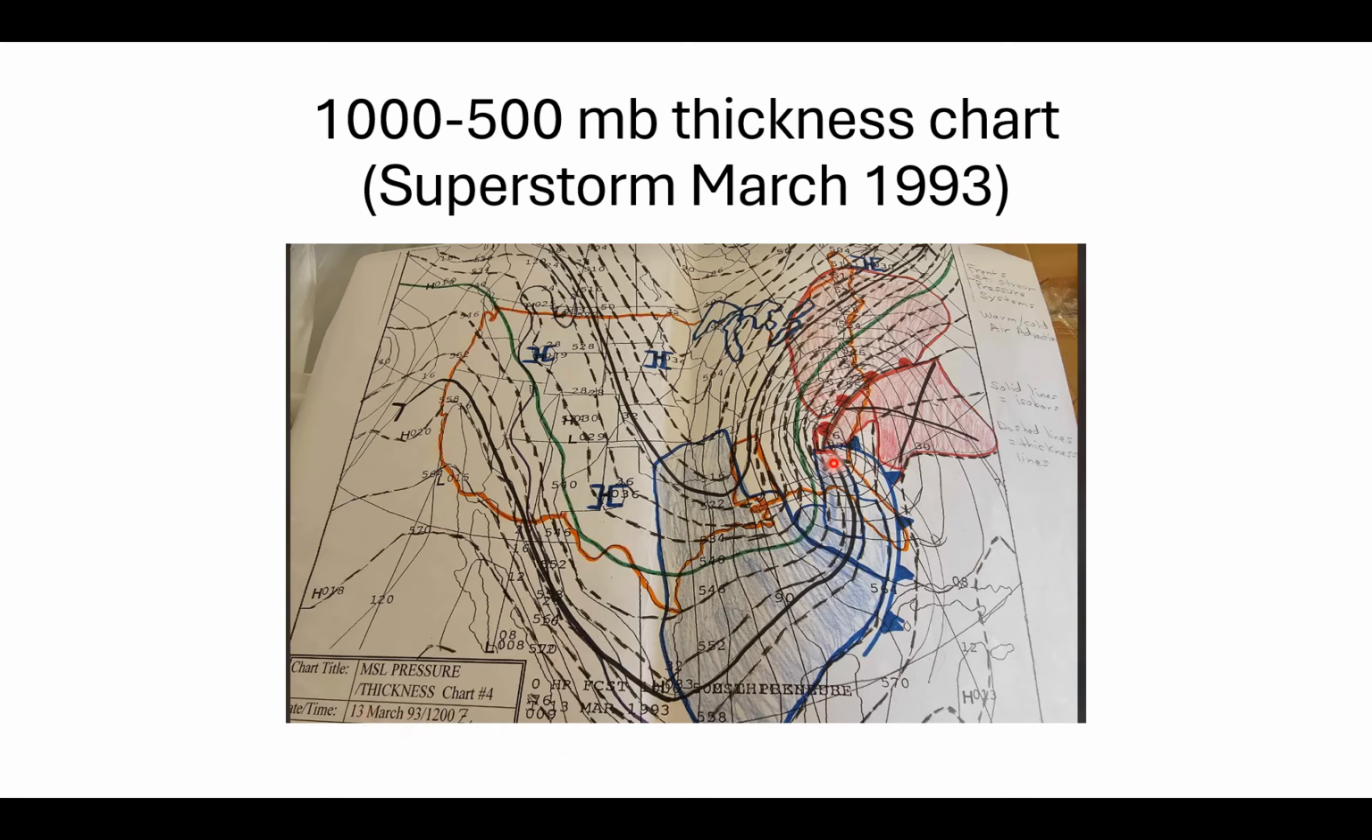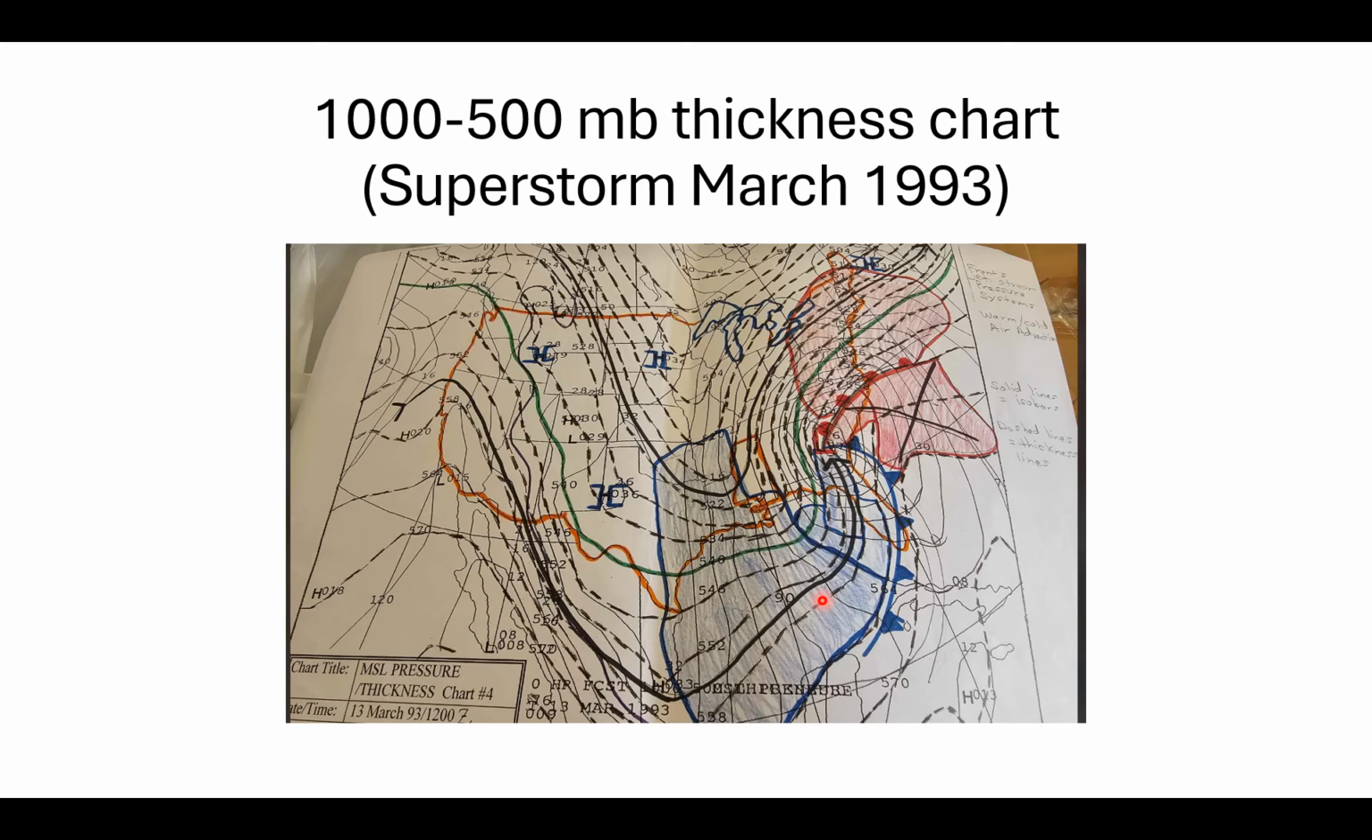This is 13 March 1993 at 12 Zulu time frame. So what are we looking to really analyze here on a 1,000 to 500 millibar thickness chart? We're looking to analyze for these red areas, which indicate warm air advection. So warm air is moving into these locations that are in red. And then the blue shading indicates cold air advection.